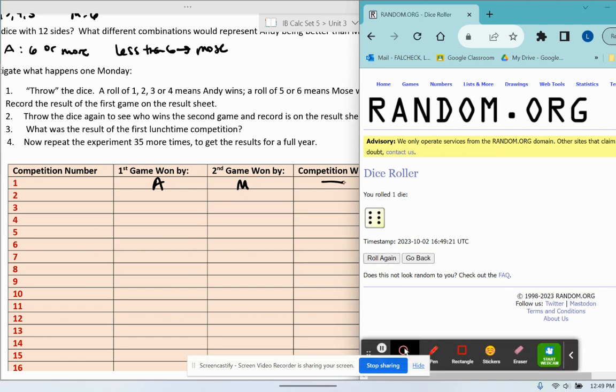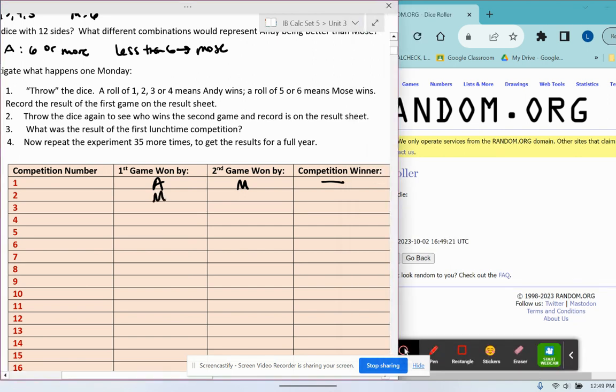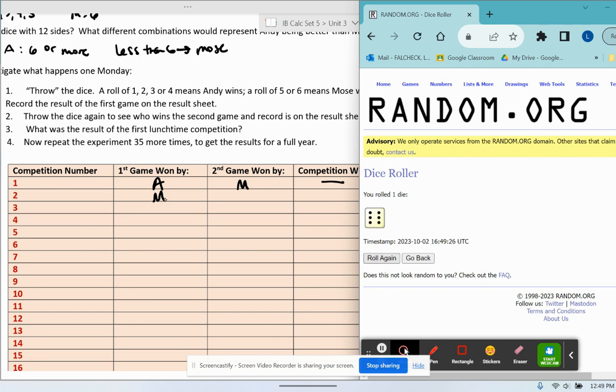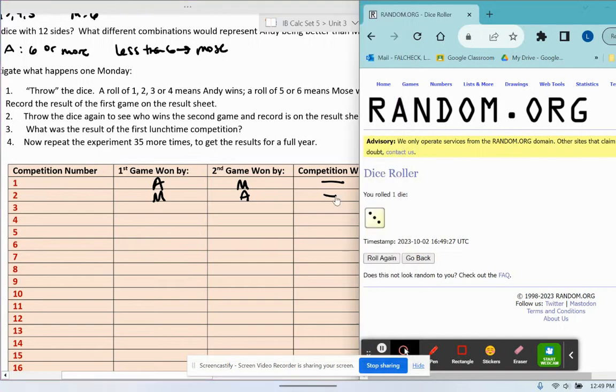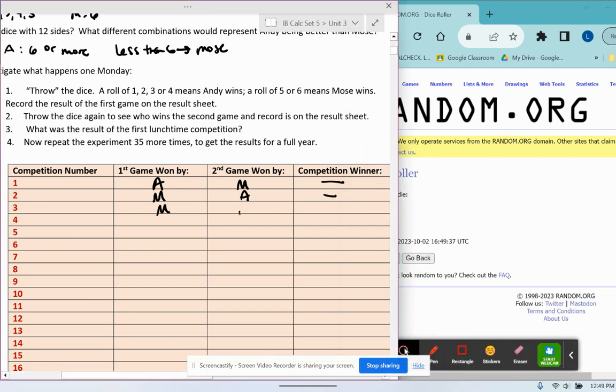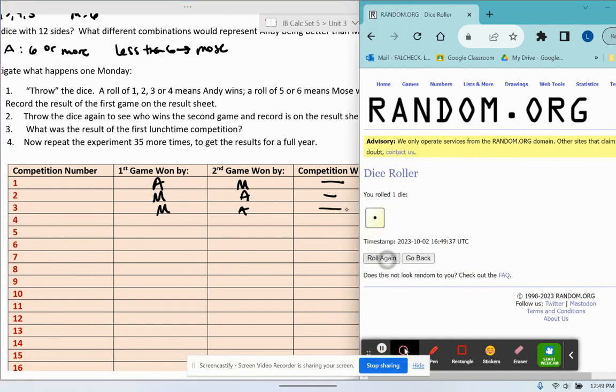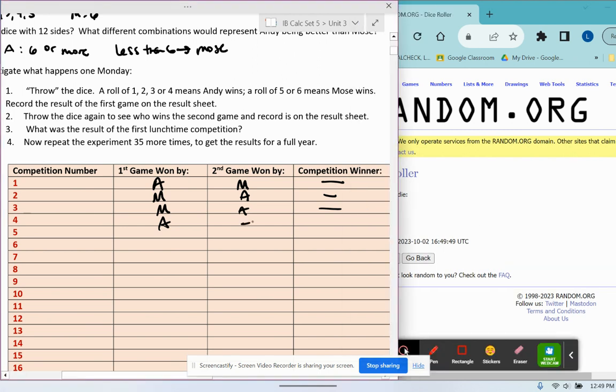Let's try again for the next day. All right, I got a 6, so that means Mose won. I got a 3, that means Andy won. Again, no clear winner. So you would keep doing this. I want to show you an example where there's a winner. Okay, so I got a 5 and then a 1. So the 5 was Mose, the 1 is Andy. Oh my gosh, okay. Nobody won that one. Let's try again. I got a 4, that was Andy. And then I got a 2, that was Andy. Hallelujah. Okay, Andy has finally won that competition. So go ahead and complete the simulation, and then we'll talk at the end.